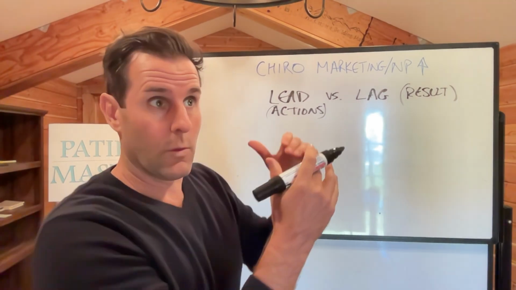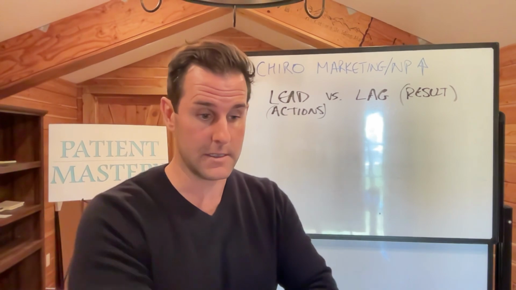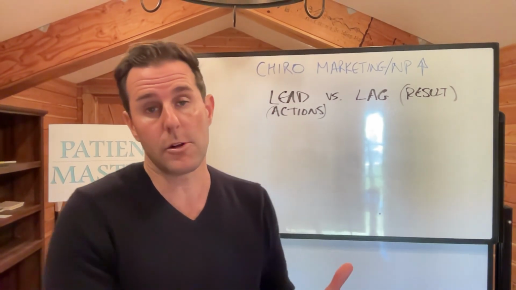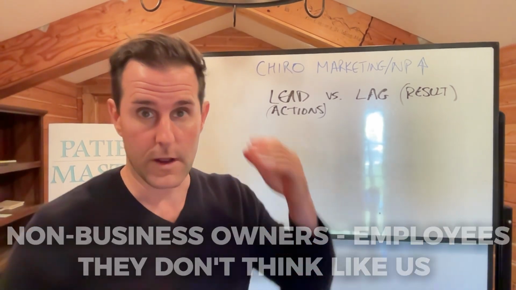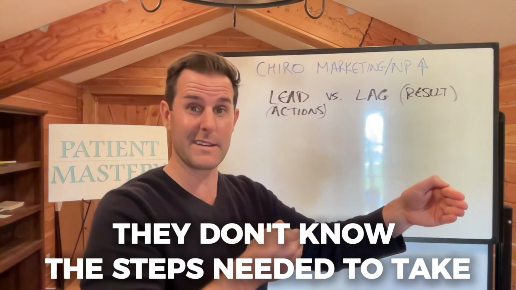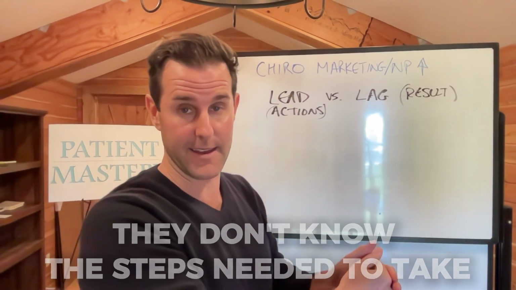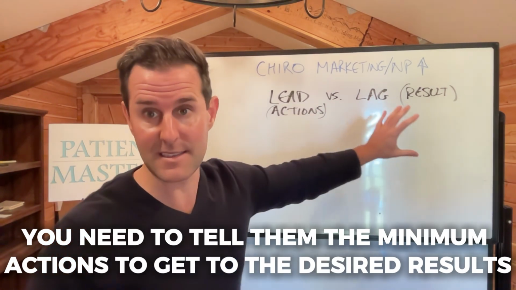So he was just thinking of KPIs when it came to this aspect. What are the results my CA could produce? Well, I'll tell you something. Most CAs, most non-business owners, employees, they don't think like us. They don't think like you. If you tell them we need to produce this, they don't necessarily know what steps beforehand they have to take to get there. That's where you come in as the business owner. You've got to tell them the minimum actions and the results.